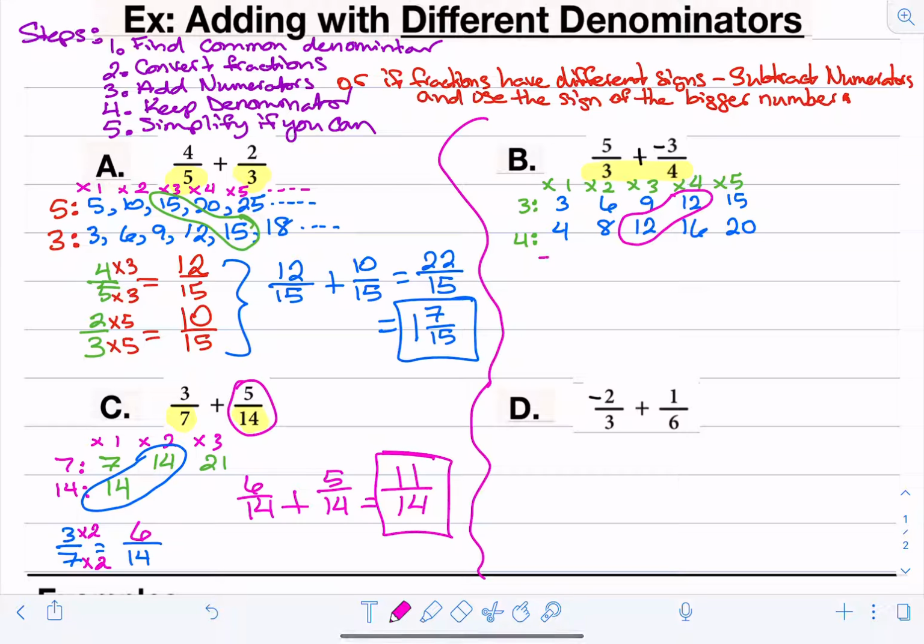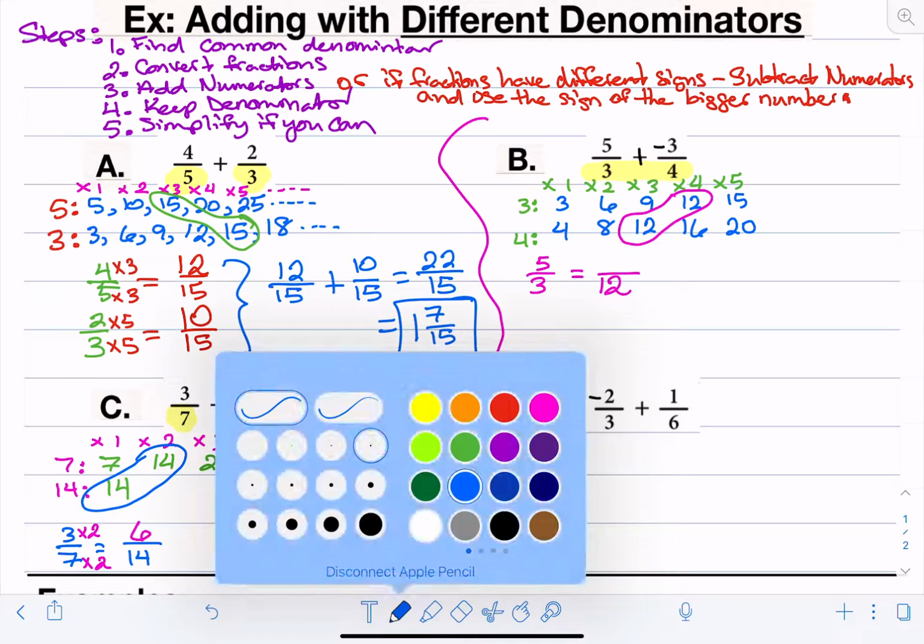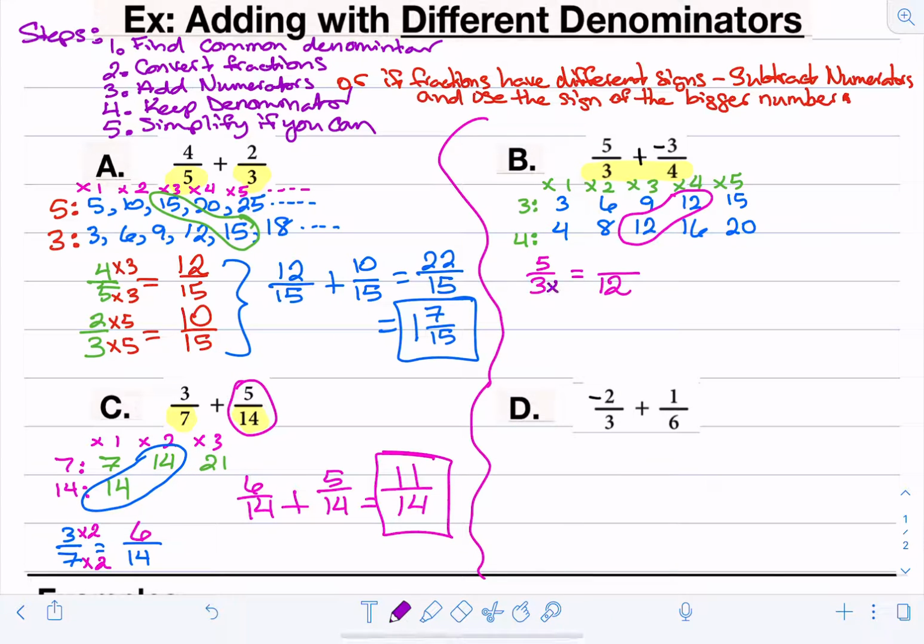I'm going to have my 5/3. I need to change that so it has a 12 on the bottom. What do I do to that 3 to make 12? Well, we multiplied by 4. So I'm going to multiply it by 4, and that means whatever I do to the bottom, I have to do to the top. So 5 times 4 is 20.